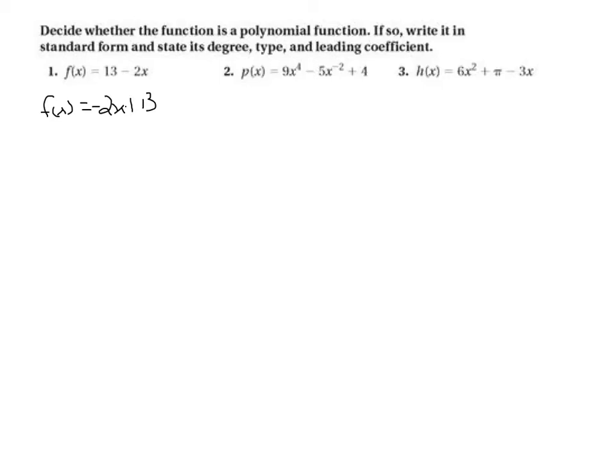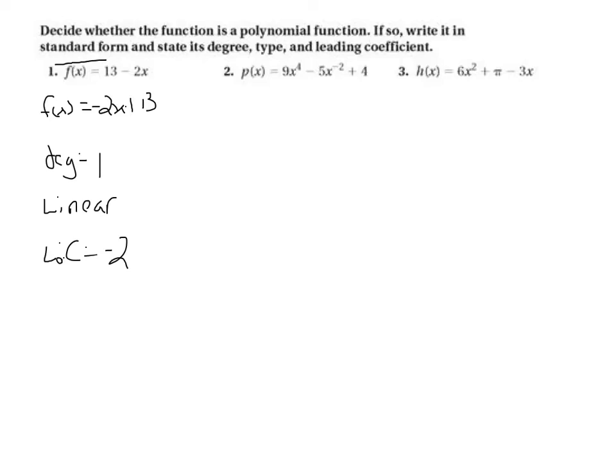So we took care of the standard form. State its degree. The degree equals 1. State its type: linear. And leading coefficient. Well, the leading coefficient is the number attached to the highest degree. Well, the highest degree is 1, so the lead coefficient equals negative 2. Okay?